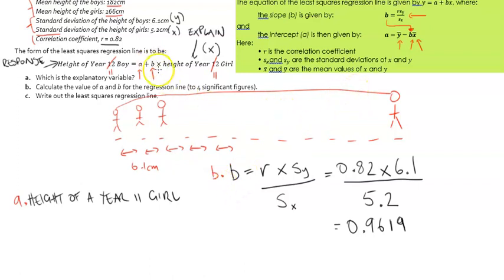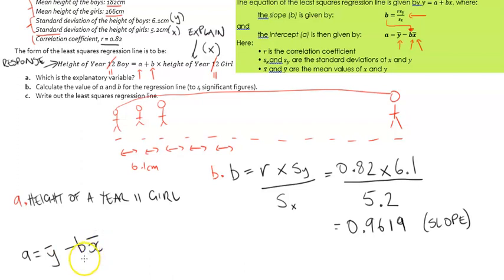Okay, so the b value is the thing that gets multiplied by the height of the year 11 girl, which is also considered as the slope. I'll just put that here. This is the slope. And now we're going to use that b value to get our a value. So a is equal to y dash minus b x dash.